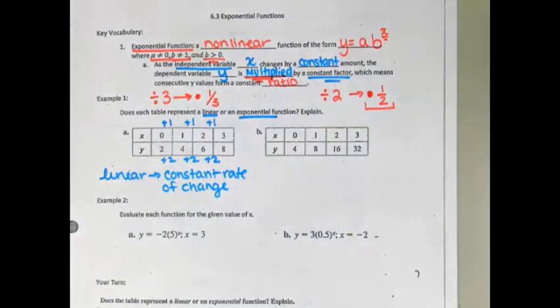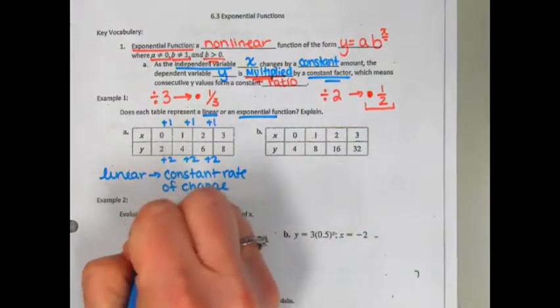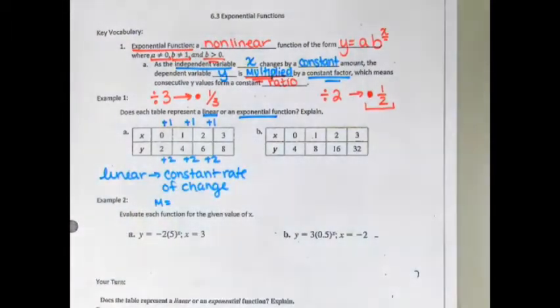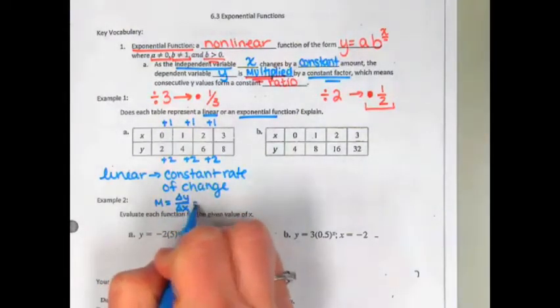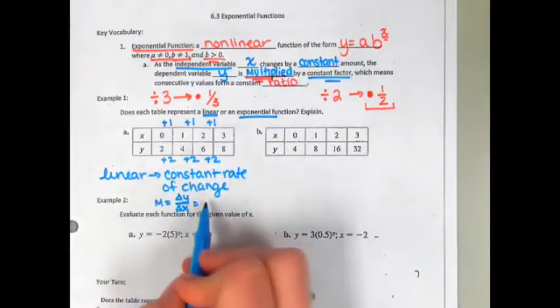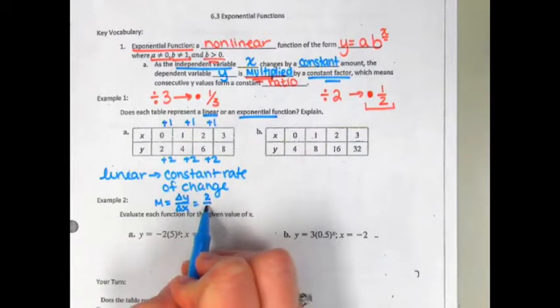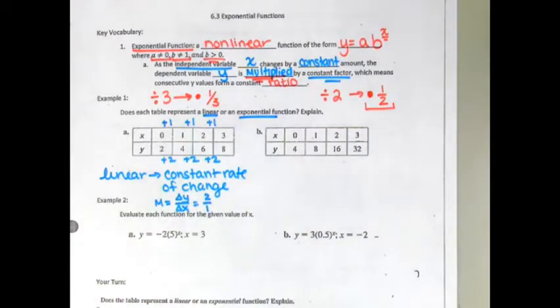Does anyone know my slope then? Because constant rate of change is my slope. You don't have to do this, but what is my slope? How do we remember slope? It's the change in y over the change in x. What's my y change? 2. What's my change in x? 1. So isn't my slope just 2? Yeah, so my constant rate of change is 2. That's why it's linear. Okay. All right, let's look at B.